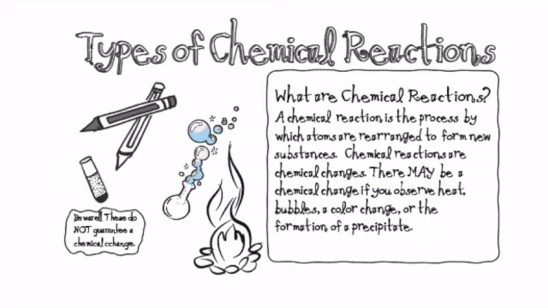Types of chemical reactions. A chemical reaction is the process by which atoms are rearranged to form new substances. Chemical reactions are chemical changes. There may be a chemical change if you observed heat or change in temperature, bubbles or the production of a gas, a color change, or the formation of a precipitate, so a solid formed by mixing 2 liquids.